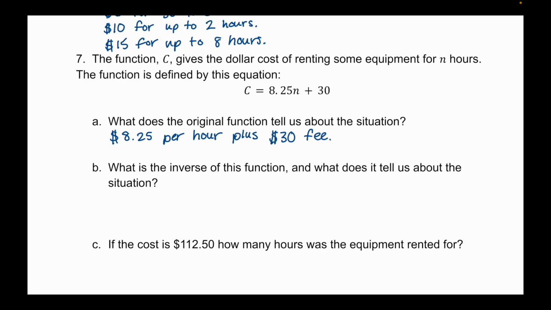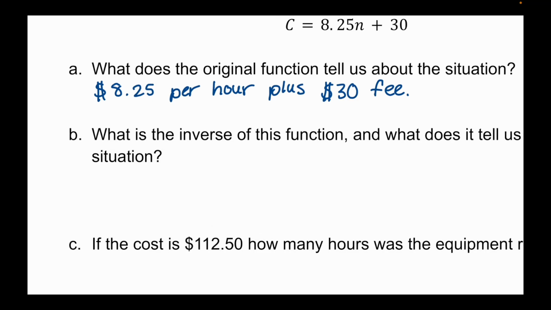What is the inverse of the function, and what does it tell us about this situation? Well, let's find the inverse. So we're going to do that by solving for n, meaning we're going to take our equation here and do some operations on it. So c equals 8.25n plus 30. Let's subtract 30 from both sides.